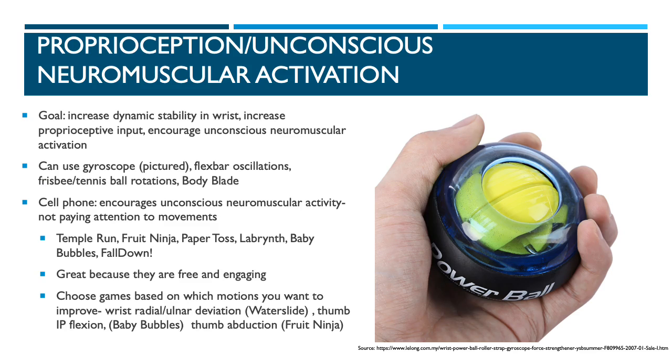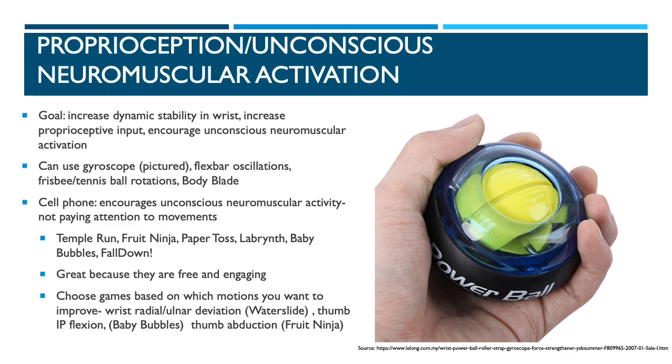So we've talked about this a little bit already here and there, but proprioceptive training, or unconscious neuromuscular activation, is the buzzword that they're all using now. The goal with these exercises is to increase the dynamic stability in the wrist, increase the proprioceptive input, and encourage that unconscious neuromuscular activation. So basically, when they're not even thinking about it, can they move their wrist in the appropriate patterns? So we mentioned this but didn't see it before.